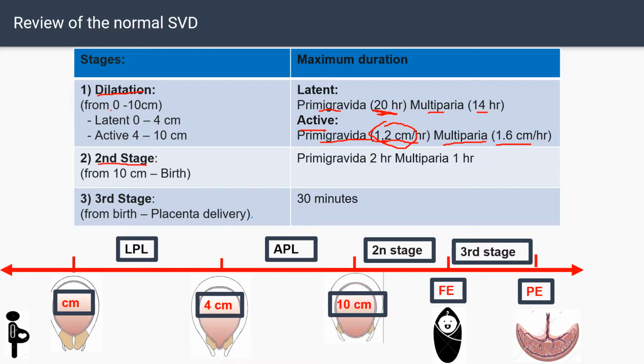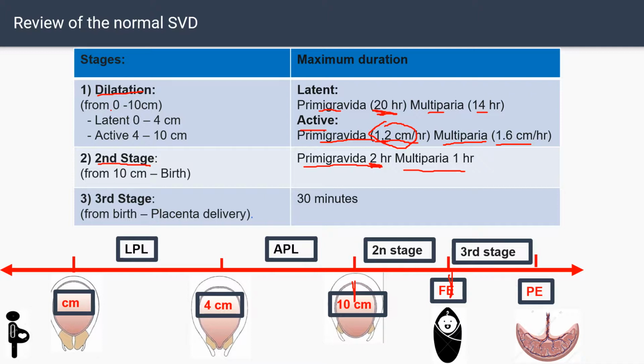The normal duration for the second stage in a primigravida is to last 2 hours. That is the maximum. So we have time in a primigravida since the complete dilatation occurs until the baby goes out, we have 2 hours. In a multipara, we have 1 hour because this process goes a little faster. So that is the normal duration.